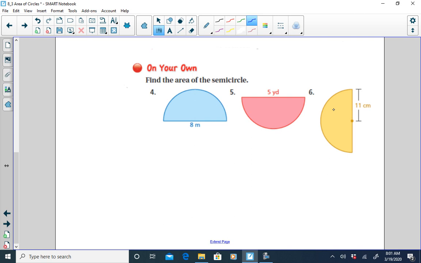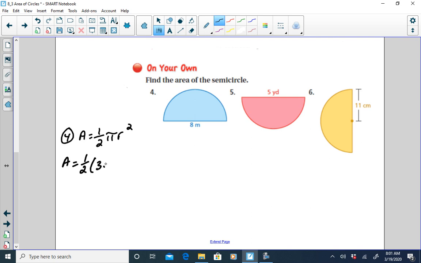All right. Okay. So let's come back. I'll start with problem number 4 here. Problem number 4, we're finding the area of the circle. So first I'm going to write my formula. Area is going to be equal to 1/2 times pi times the radius squared. Area is going to be equal to 1/2.